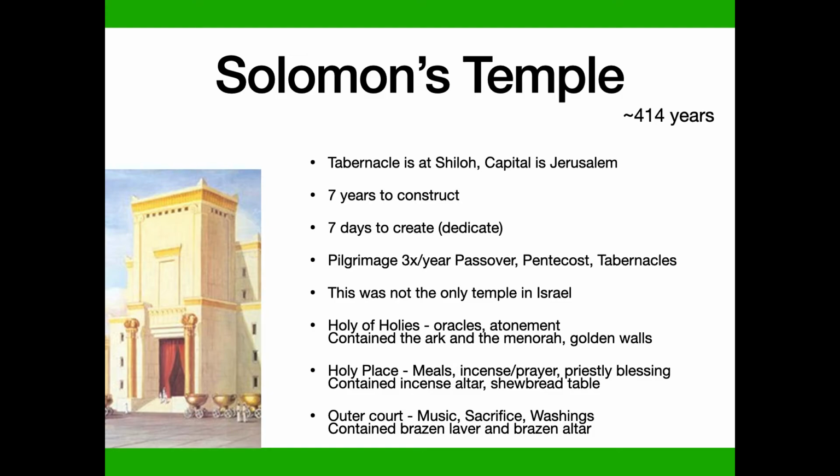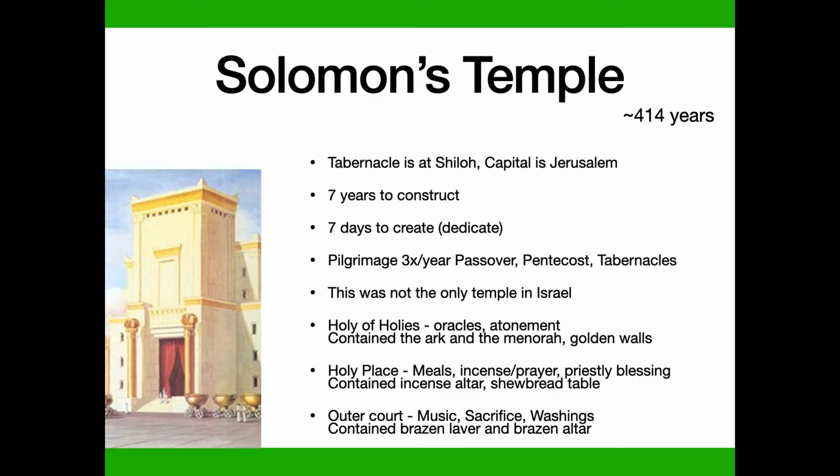But everyone's supposed to come to this central temple 3 times a year. So we have the outer courtyard that has music and sacrifice and washings. It had the brazen laver and the brazen altar. Then in the holy place, as we're going inward, there's the meals. That's where the priests would eat. The incense altar, the prayers for the people, the priestly blessing was there.